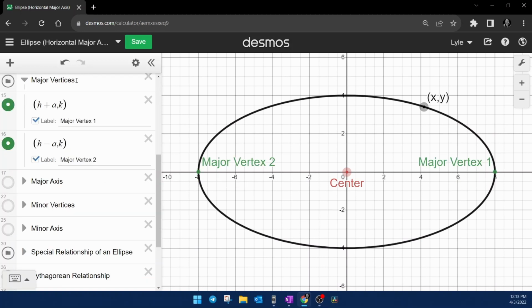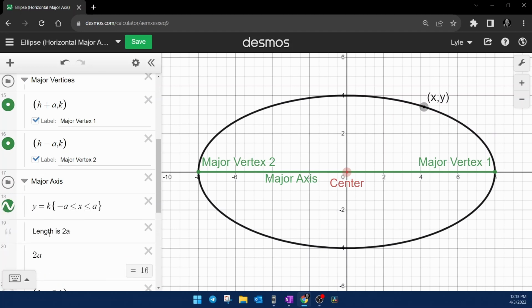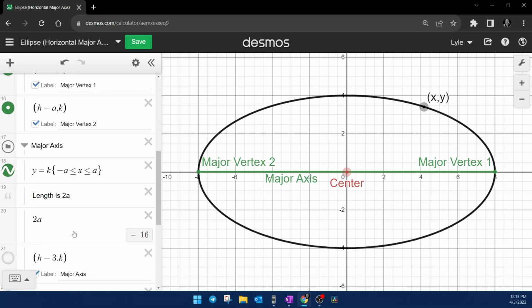Next, the major vertices on the ellipse would be the endpoints of the ellipse where it is the widest. Here we have the ordered pairs h plus or minus a, k. And if we turn on the major axis, you're going to see that that is the length across the ellipse in the widest direction. And that length is 2a. And so here you can see that in this particular setup, we're going from -8 to 8. So the length of the major axis would be 16.